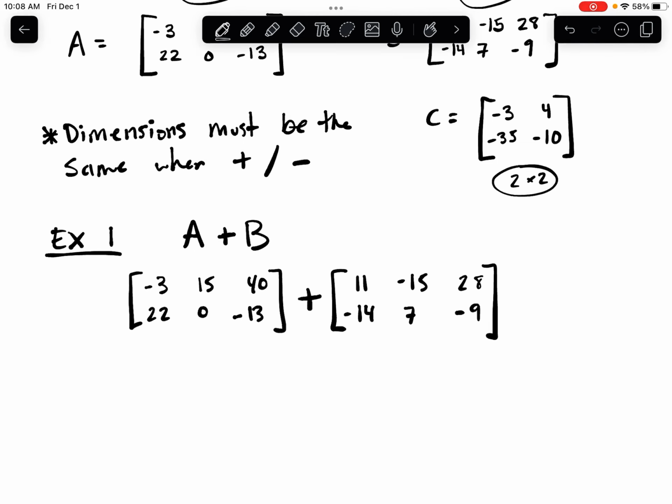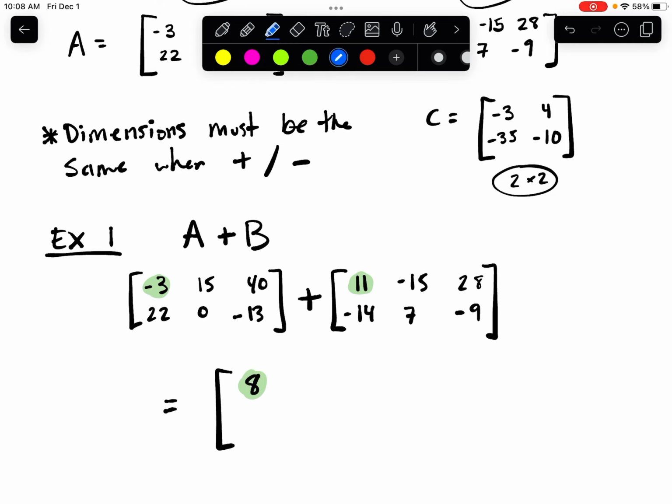So when I'm adding these, all you have to do is add the elements that are in the same relative position. So if I look at -3 and 11, they're both in the first row and the first column. So my result, -3 plus 11, is 8. That is all you have to do. You just have to add the elements that are in the same relative position. So now I've got this 15 and a -15. Well, 15 minus 15 is just 0. So that's the next element, 0. And you're going to go all the way through.